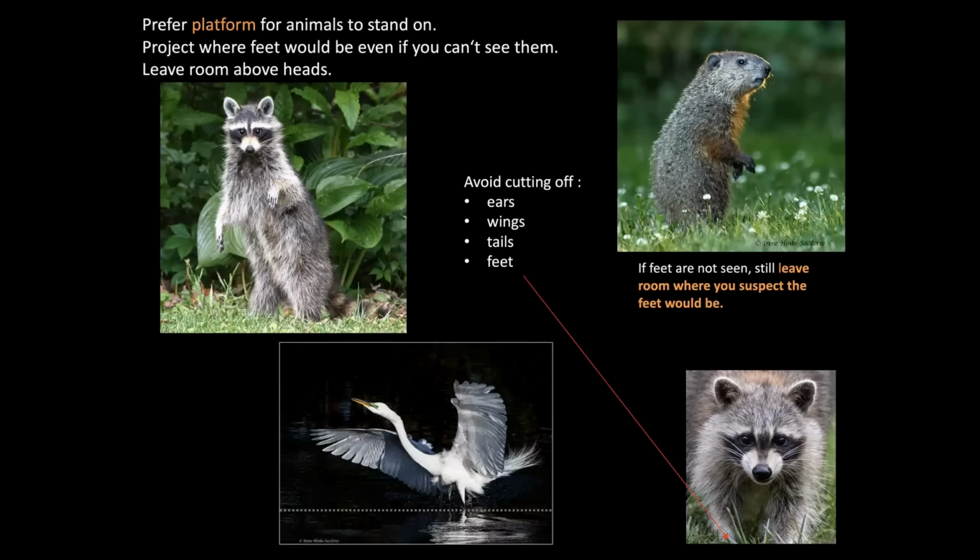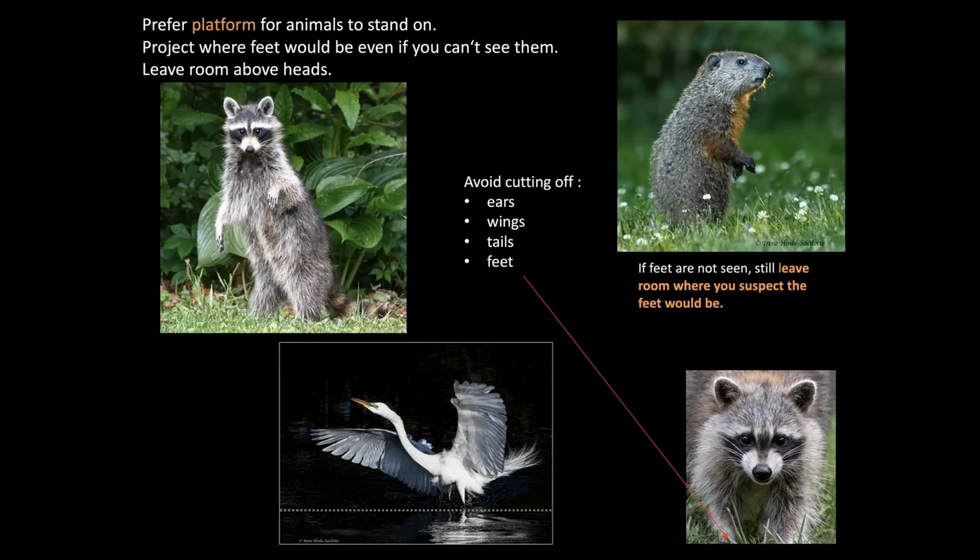I don't want to cut off portions of a subject. For instance, I don't want to cut off the ears, the wings, the tail, the feet. Now, we've seen some cases earlier where, yes, there were things cut off because there was a purpose. But if you have this little raccoon here, if I cut the image right where you see the end of his legs, it would feel very uncomfortable.